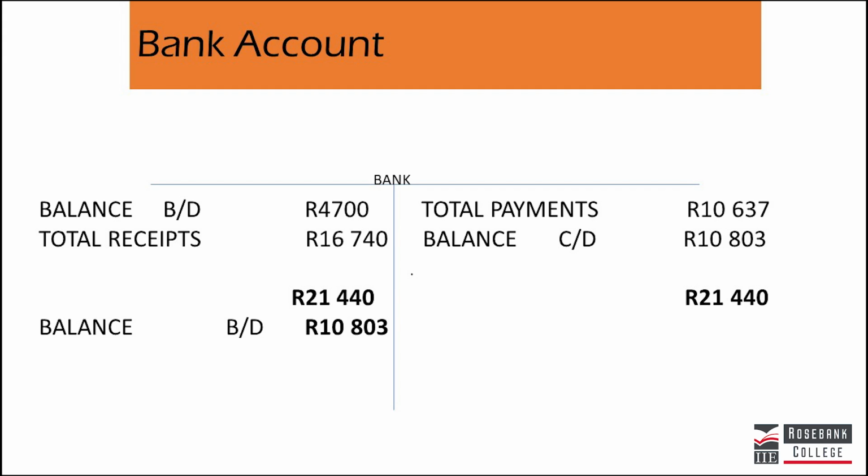Bank already has an opening balance of 4,700 Rand and should be recorded on the debit side as it is favorable. The balance will be followed by CBR total on the debit side, as this is money we received. Then we record CBP total on the credit side and balance our account. Balancing the bank account will yield a difference of 10,803, which is our balance brought down.